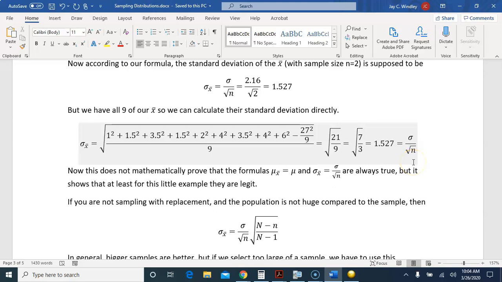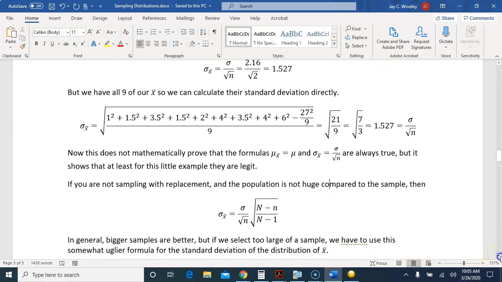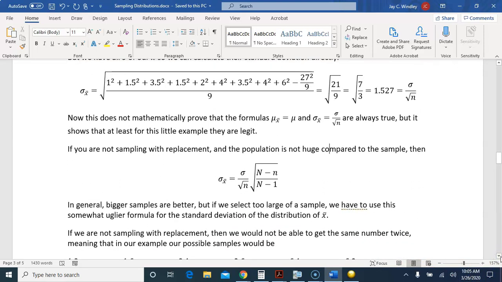Now, the one small wrinkle here is that the formula sigma subscript x bar equals sigma over radical n is always true if you're sampling with replacement. But if you're not sampling with replacement, then we have a somewhat uglier formula to use, which is the same formula that we have up here, except with this extra radical tacked on at the end.